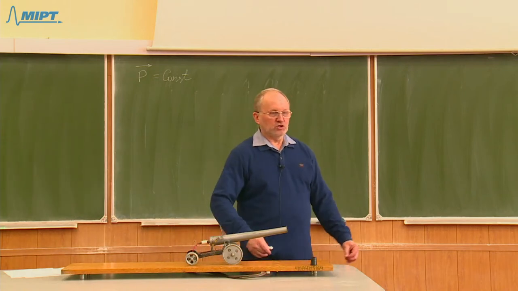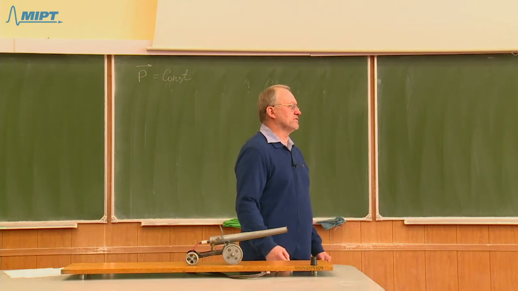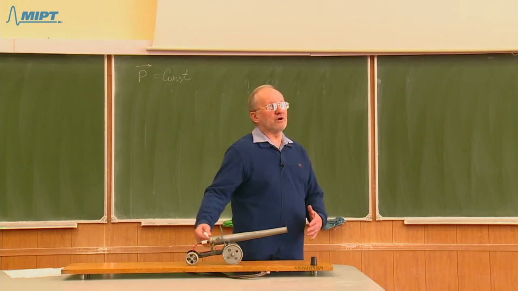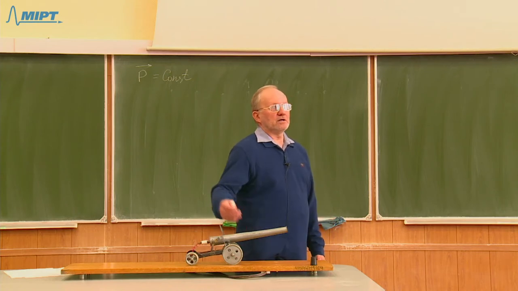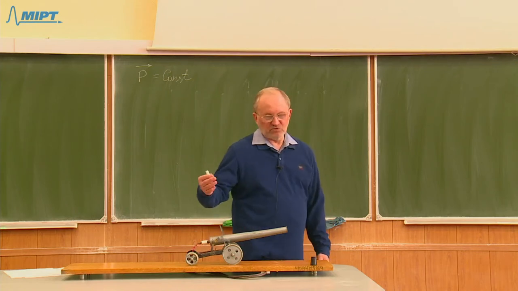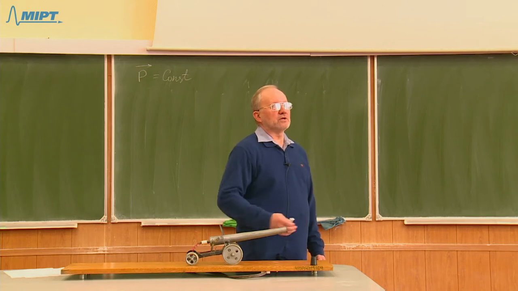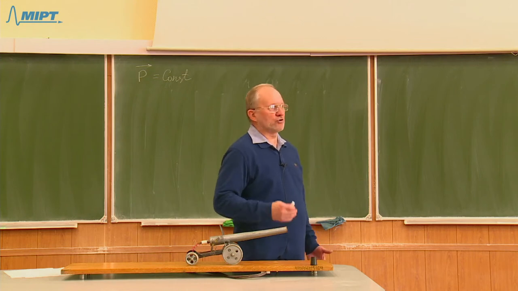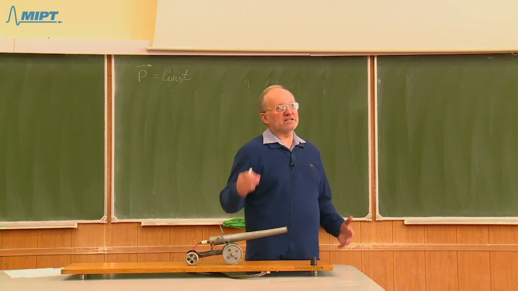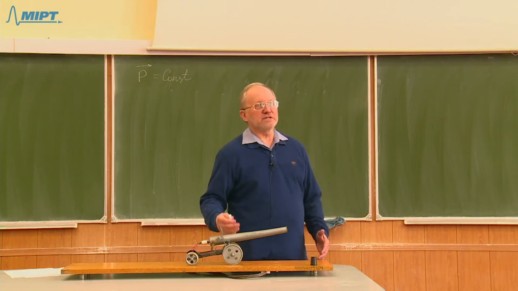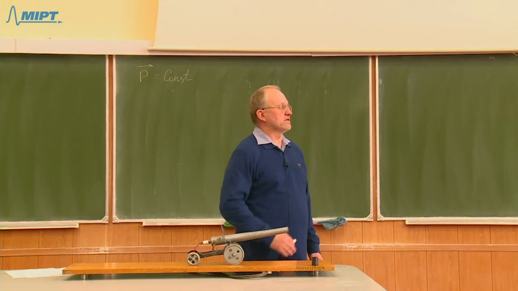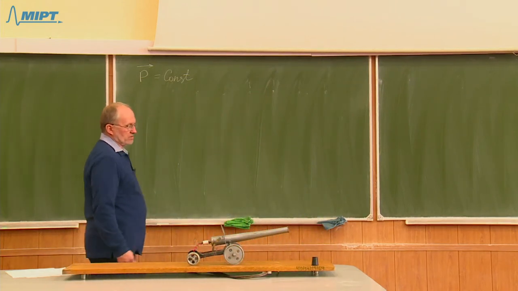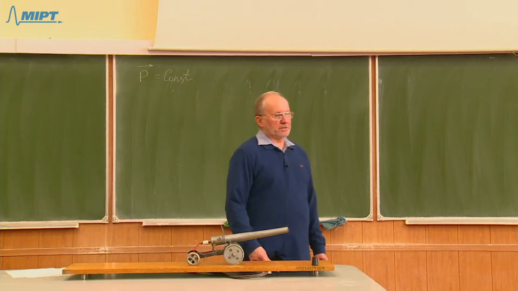This topic is called the motion of a body with variable mass. The mass of the rocket is variable because it loses some fuel. It burns the fuel and ejects the hot gases with considerable mass every second. And so the mass of the rocket is decreasing while the rocket flies. So the mass of the rocket is variable in time.